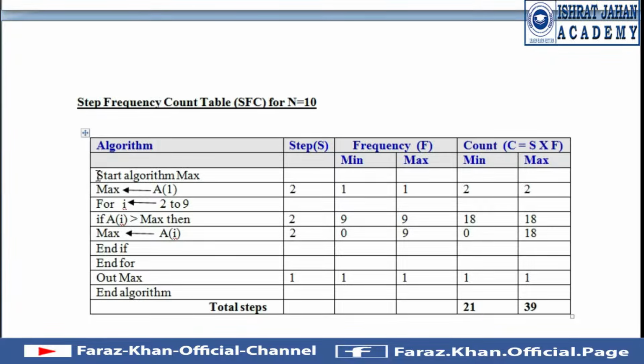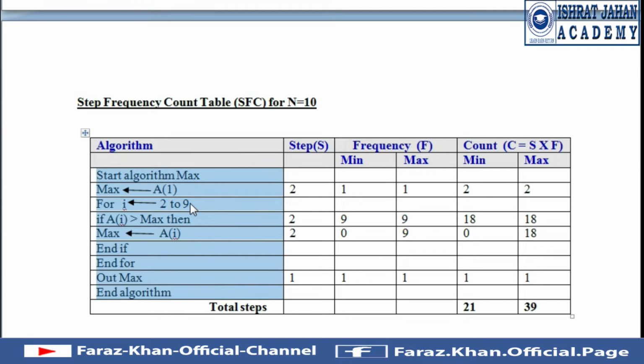Now students, here is the algorithm. I will explain the SFC table later on. Right now you just focus on the algorithm. Start algorithm max. Here is the name of the algorithm, right? It's an initialization. Okay, we have initialized max. For I, here we have used a for loop, 2 to 9.